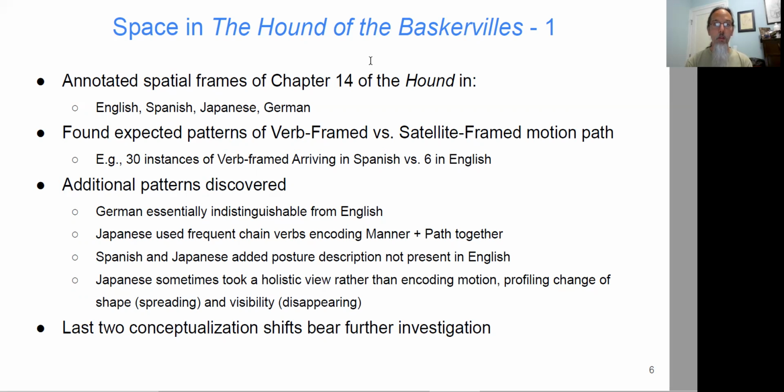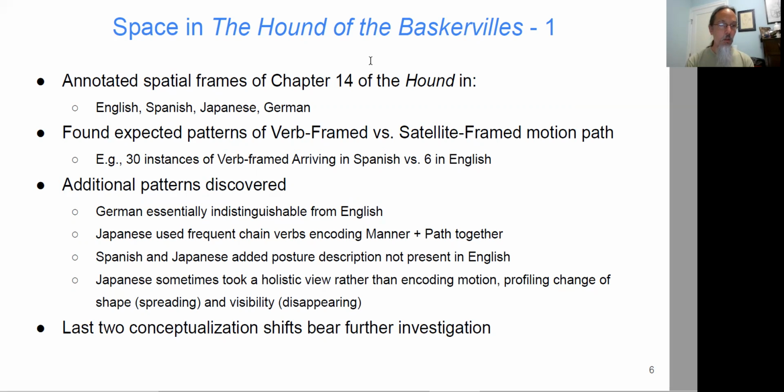And this is typical of a number of verb-framed frames in English versus Spanish. Not surprisingly, German is indistinguishable from English in this annotation. And also not surprisingly, Japanese used frequent chain verbs encoding manner and path jointly.